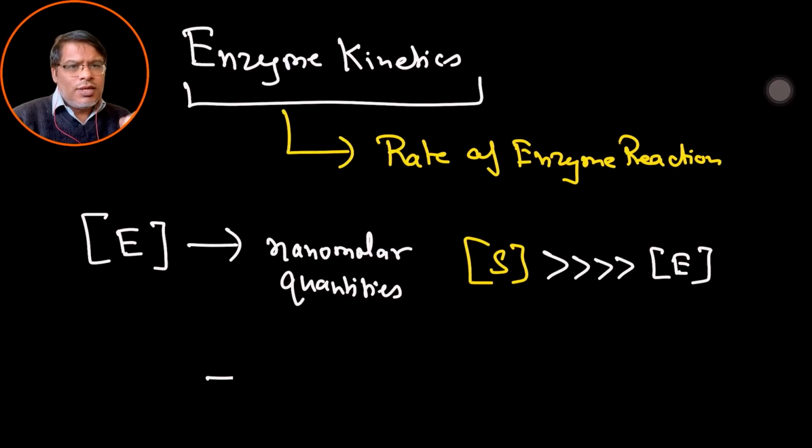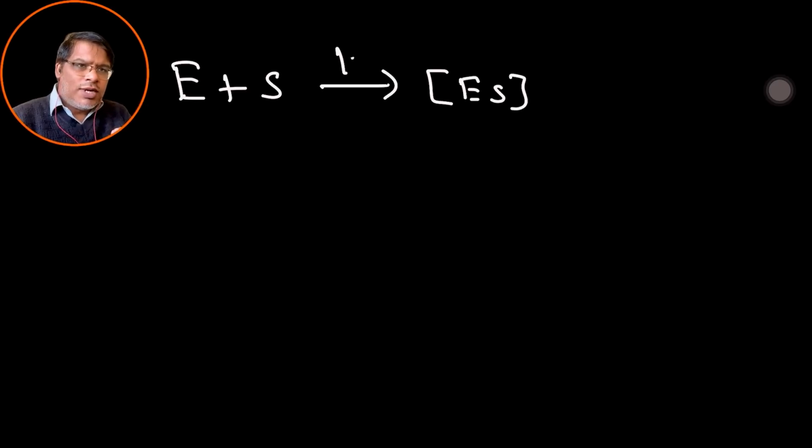Keep in mind that enzymes can convert substrate into product, but they can also convert product into substrate. So what is going to happen? The enzyme is going to make a complex with the substrate, and this reaction is very specific. So initially there is a formation of the enzyme substrate complex.